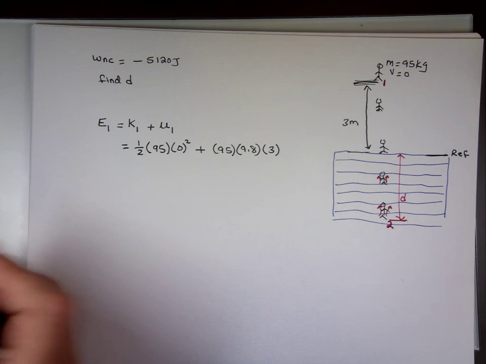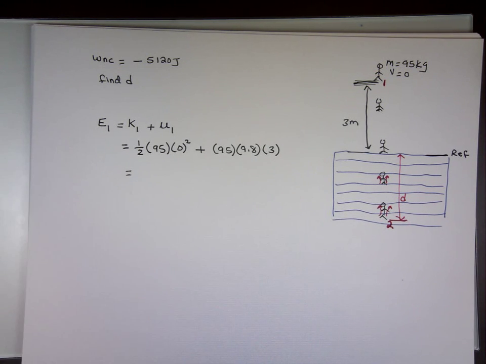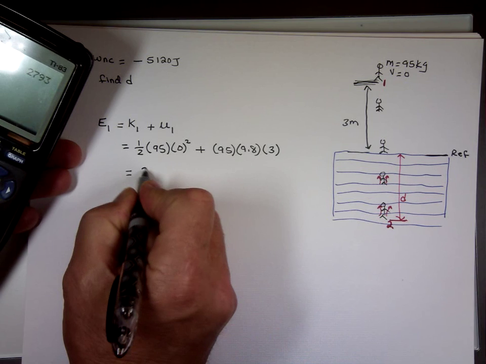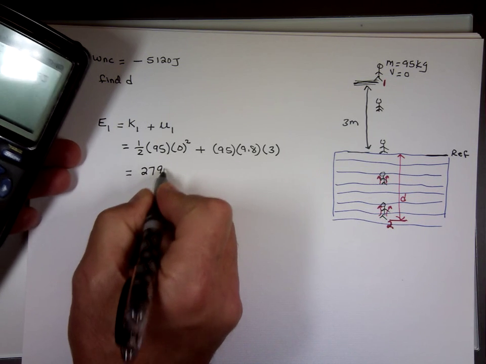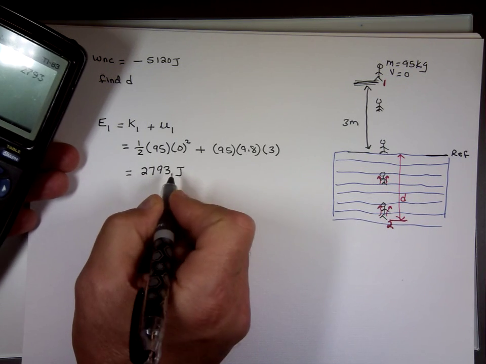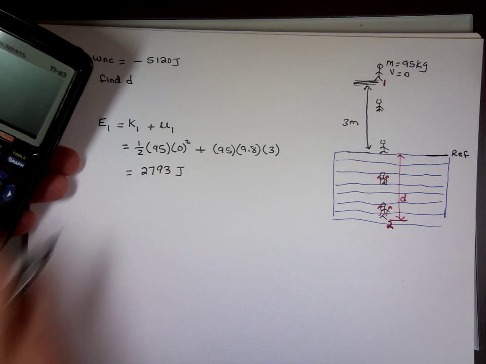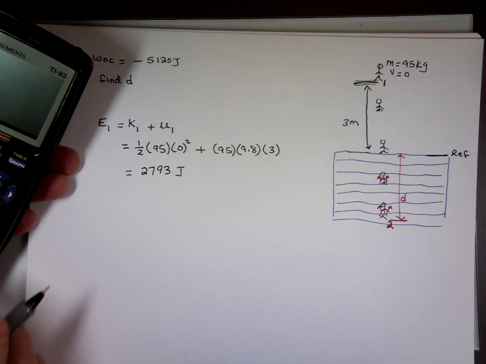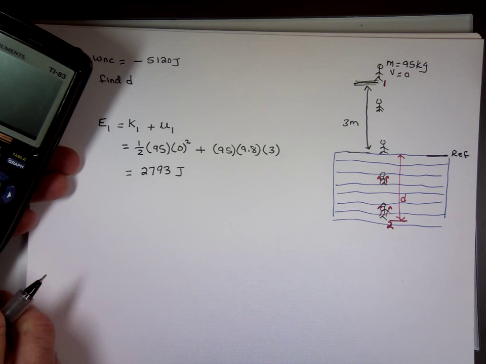Do the math. (95) times 9.8 times 3, which is 2,793. Is that correct there? 95 times 9.8 times 3. 2,793 joules. Okay.